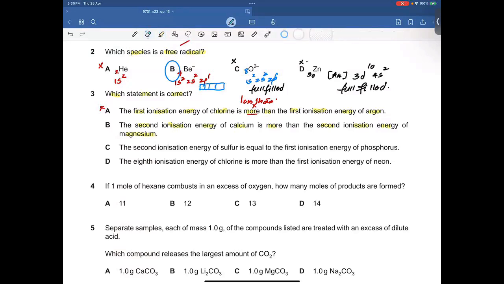Second ionization energy of calcium is more than magnesium. Obviously, it's incorrect. Why? Because down the group, ionization energy decreases because of the increase in the shielding effect, which means calcium is lower than magnesium, and therefore its ionization energies should be lesser.